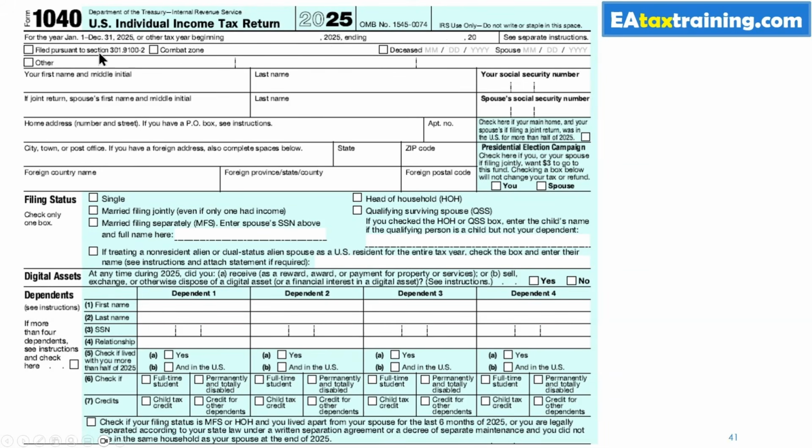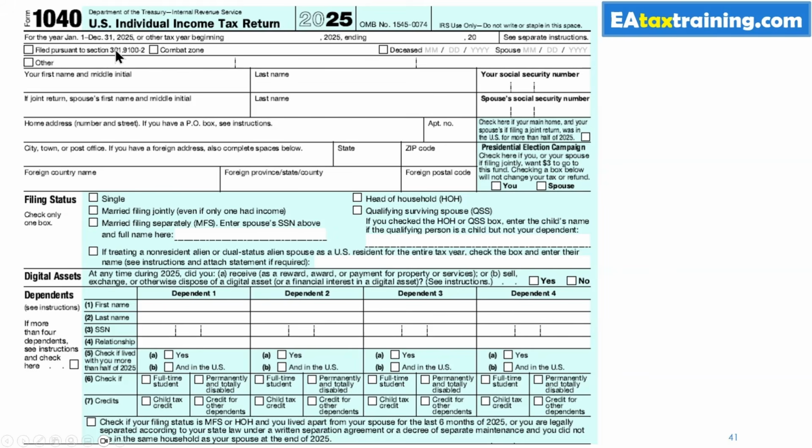Next, you're going to see these. These boxes are actually new in 2025. They have not existed before. If you're in a combat zone, remember we talked about that, and then the IRS wants to know that because you get that special extension. If the taxpayer died during the year, then you are going to check the box and put the date that the taxpayer died.